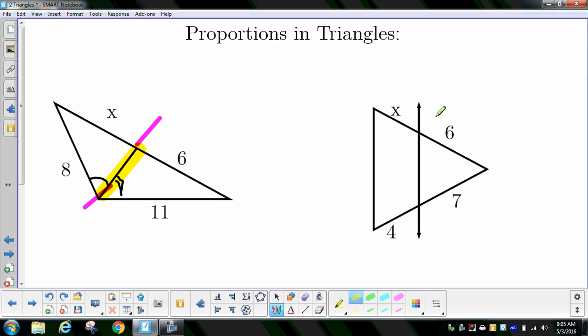Or I can do x over 6 equals 4 over 7. Or 6 over x equals 7 over 4. So there's a bunch of different proportions you can write, just as long as you're consistent. And I should tell you that this line that goes through the triangle is parallel to that side of the triangle, and that's what creates this relationship. This relationship on the left is created by an angle bisector.